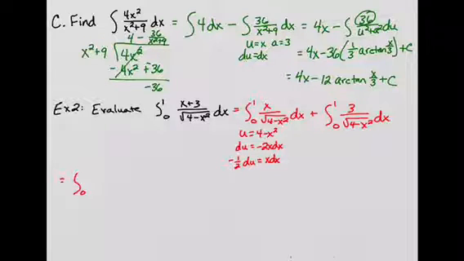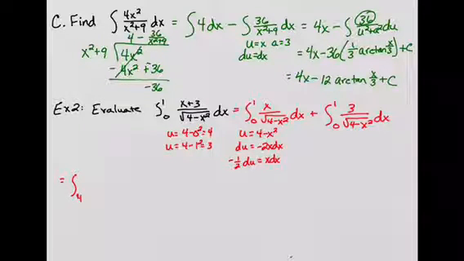So I can't use the 0 to 1 anymore because I'm in terms of u. So I'm going to find out what those values would be. If I plug in 0, I get 4. And when I plug in 1, I get 3. So really this goes from 4 to 3 of negative 1/2 times 1 over the square root of u du.